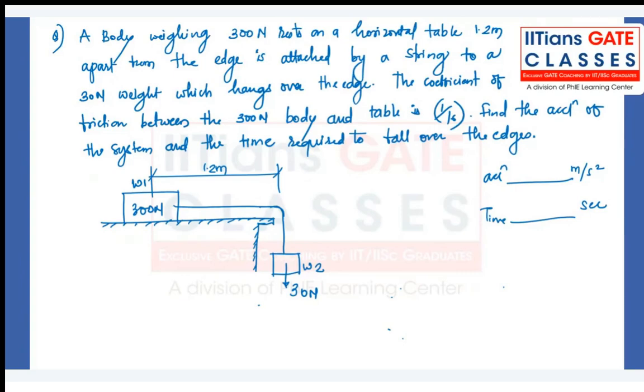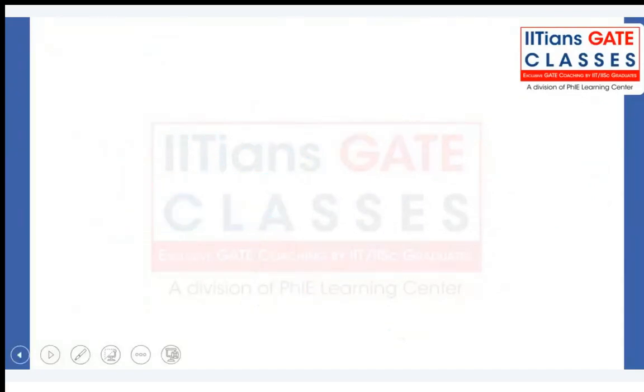See, here they have given us the distance, and the distance will help you to calculate the time. But in order to calculate acceleration, as I said, you have to use D'Alembert's principle. So these are the two things. Weight is 300 Newton. Maybe I'll go to the next slide and start drawing the free body diagram so you can understand it.